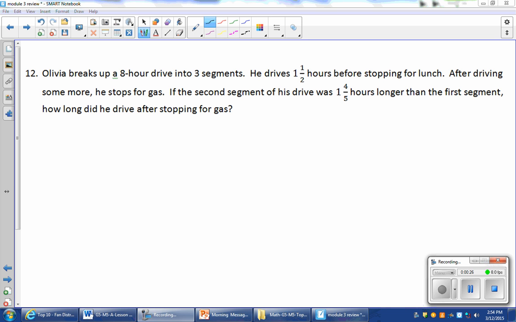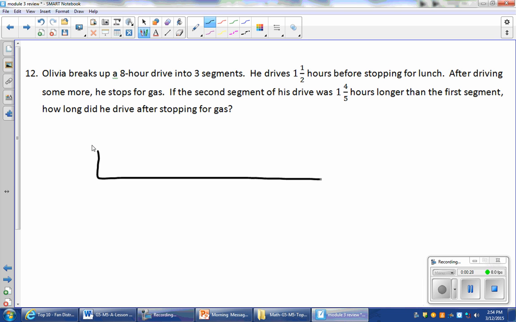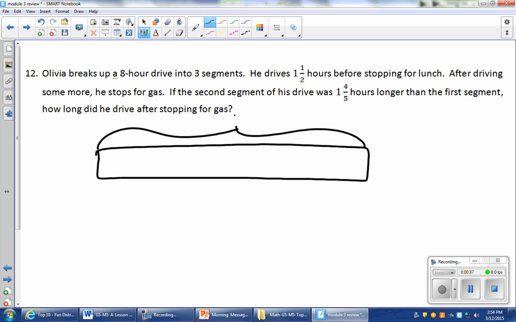This is what we do. The entire drive is how long? 8 hours. So the whole drive is 8 hours. She breaks it into 3 segments, 3 parts. The first one is 1.5 hours. So that's not even close to half, so I'm going to come way down here. 1.5 hours. That's the first segment, and then she stops for lunch.